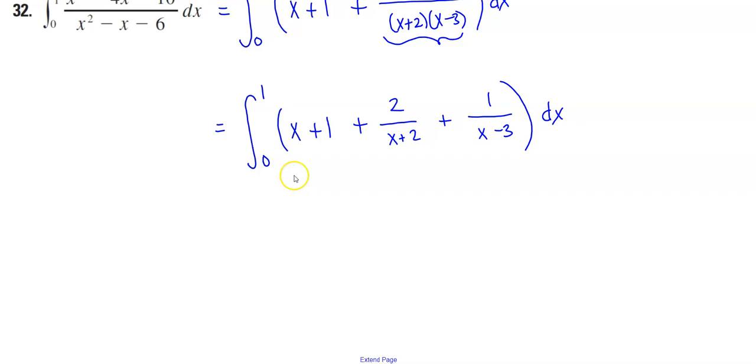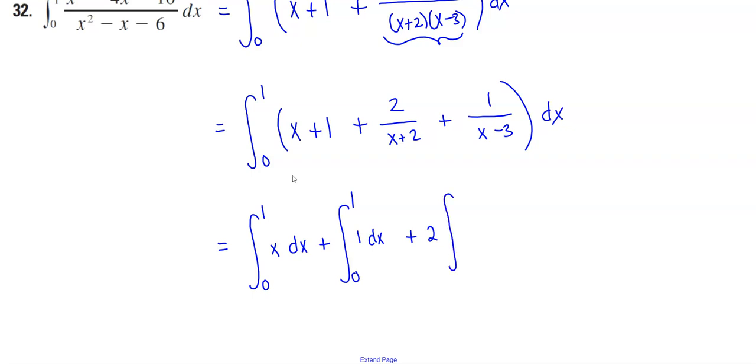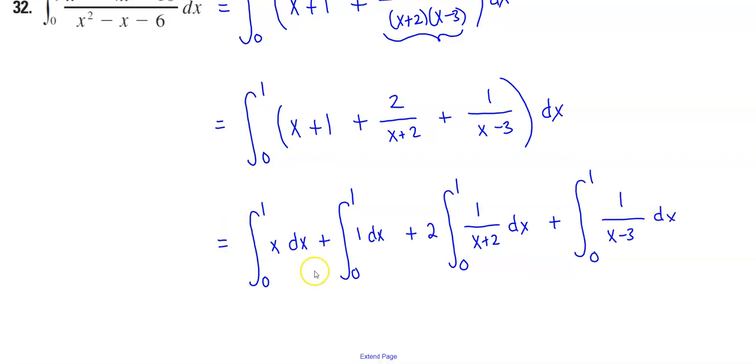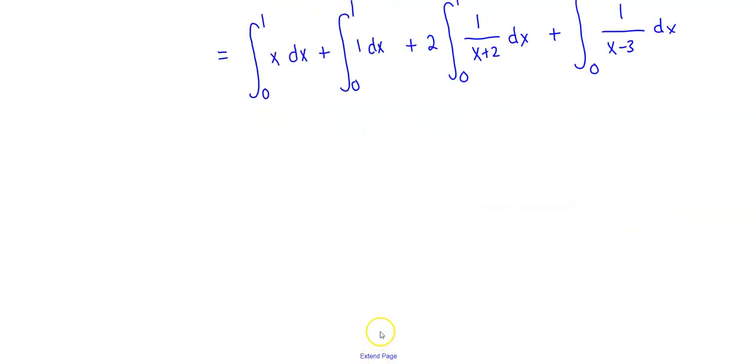Okay, so now let's evaluate each integral. So we're going to go from 0 to 1 of x dx plus 0 to 1 of 1 dx plus, factor out the 2, 0 to 1 of 1 over x plus 2 dx, and then again plus 0 to 1 of 1 over x minus 3 dx. So now let's go ahead and evaluate.